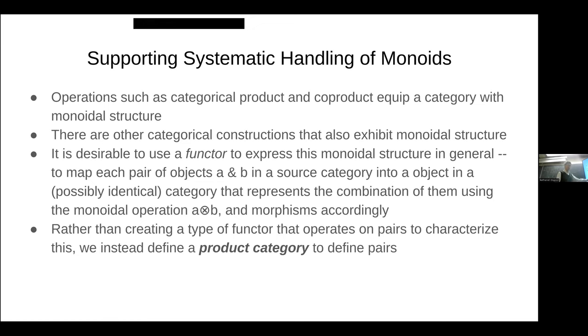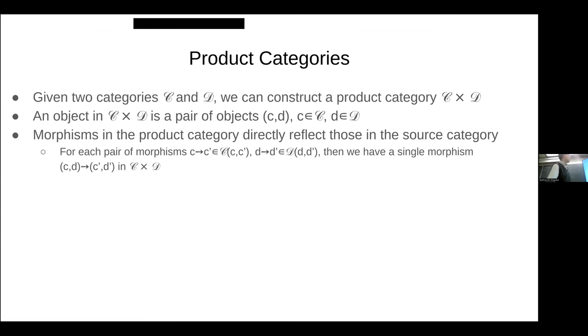And here's the thing. It turns out we want to do this well. We want a functor that maps any A and B, any pair of them, into this option. That's the job of the functor, the structure-preserving mapping into A cross B. And it turns out that the cleanest way to do this by far is not to define a new type of functor, it's to define a product category.